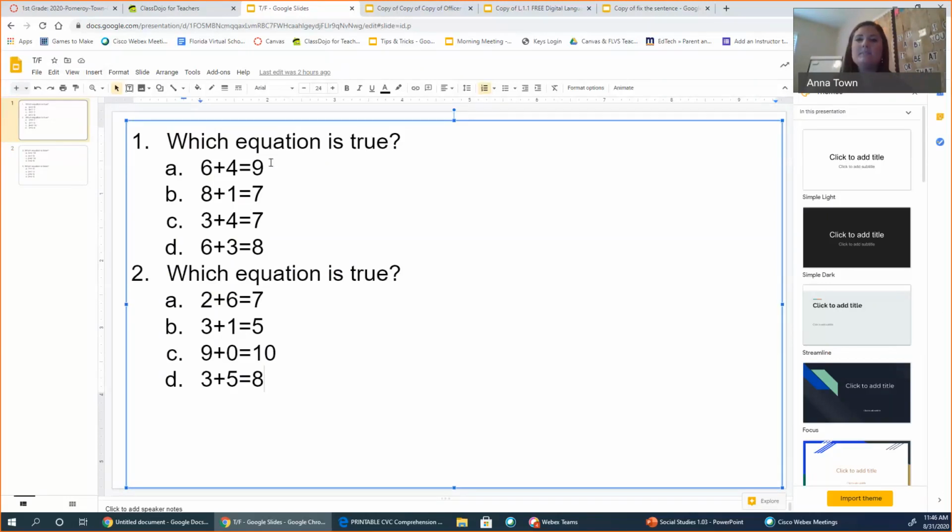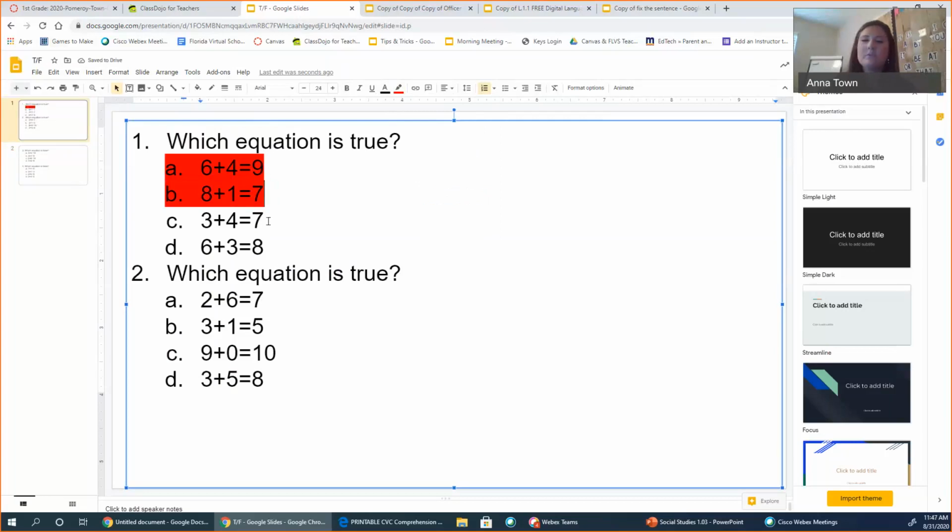Who can tell me what 6 plus 4 is? 10, right? We put 6 in our head because it's the bigger number. We put 4 fingers up and we count on 4 numbers from 6. 7, 8, 9, 10. So that means this is not a correct statement. So we're going to highlight it red so we know that's not correct. It's false. Who can tell me what 8 plus 1 equals? 9, not 7. So once again, this is a false equation. We're going to mark it red so we know it's incorrect.